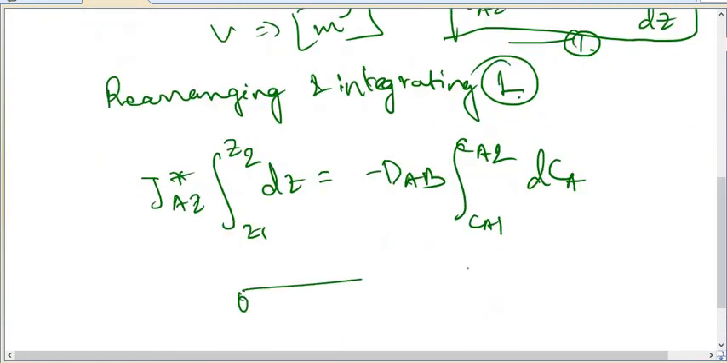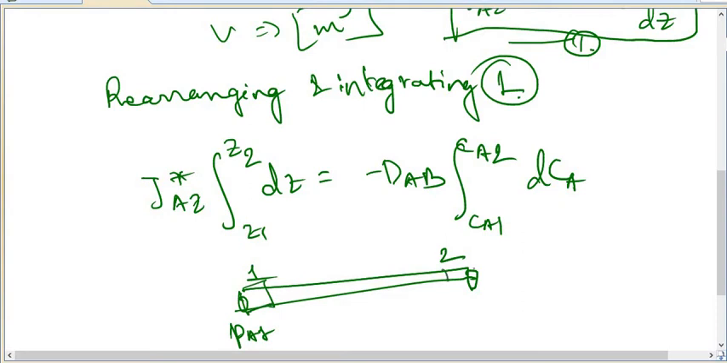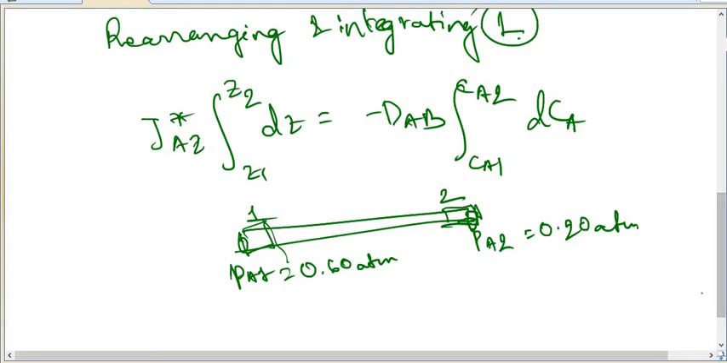So we basically have 2 points, point 1 and point 2, with different partial pressures of helium. Some closed reservoirs are connected at point 1 and point 2. At point 1 the partial pressure of A is 0.60 atmosphere, and at point 2 the partial pressure of A is 0.20 atmosphere. Therefore, for a helium nitrogen mixture, we are getting this value.